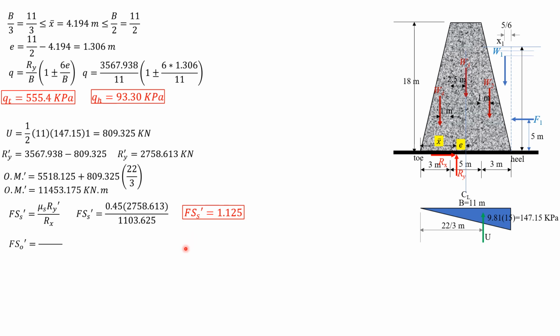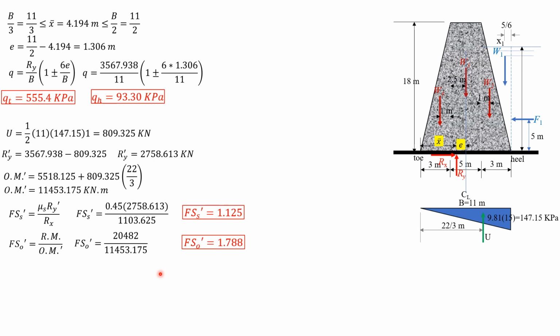Factor of safety against overturning is righting moment over overturning moment prime. So previous righting moment is 2482 over new 11453.175. So factor of safety against overturning prime is 1.788.